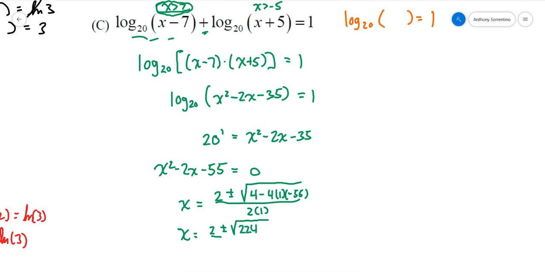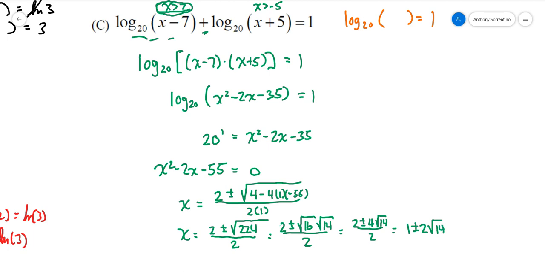224 all over 2, which can be further simplified. Further simplified into 2 plus or minus the square root of 16 times the square root of 14 all over 2, which gives me 2 plus or minus 4 square root 14, which means I'm going to have 1 plus or minus 2 square root of 14.